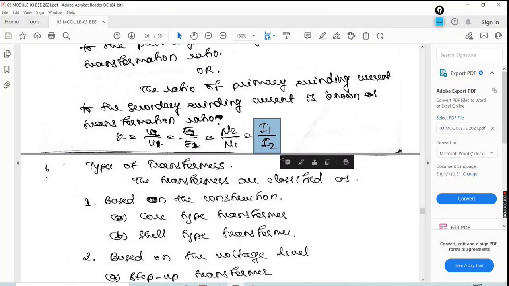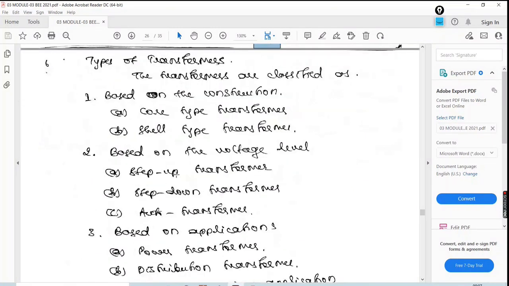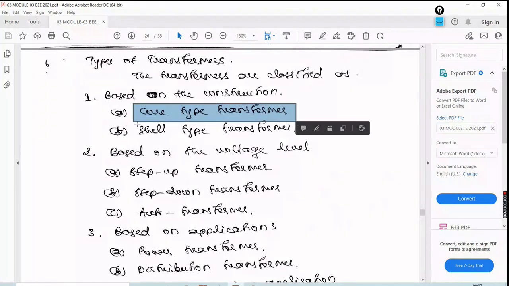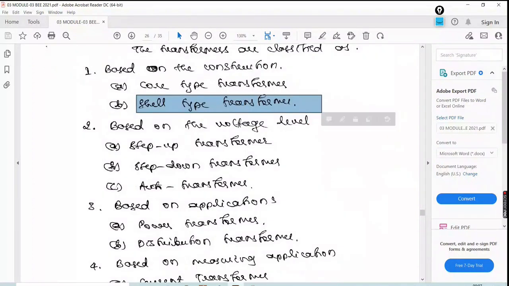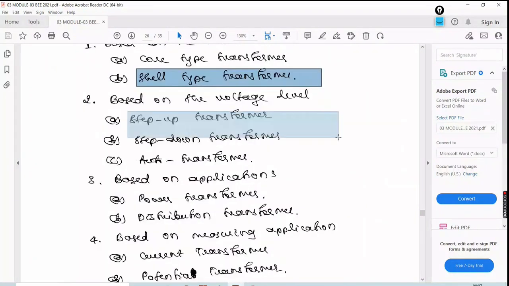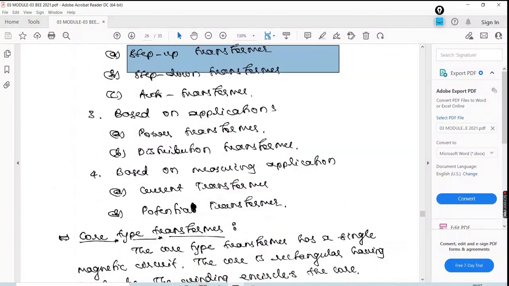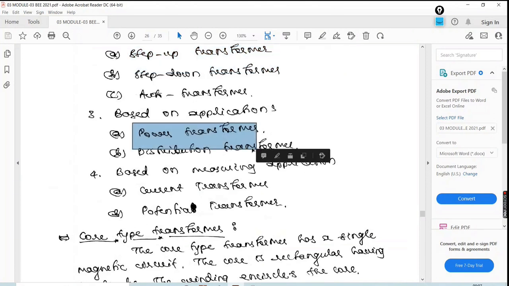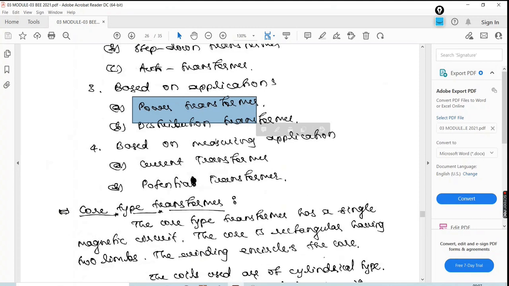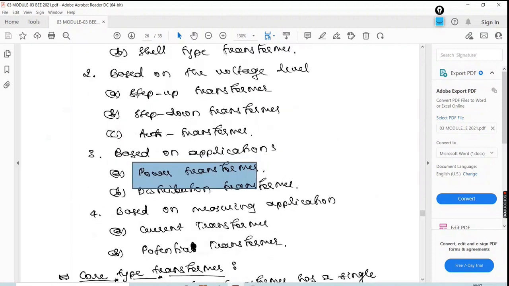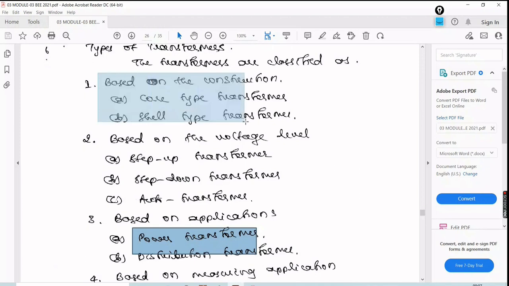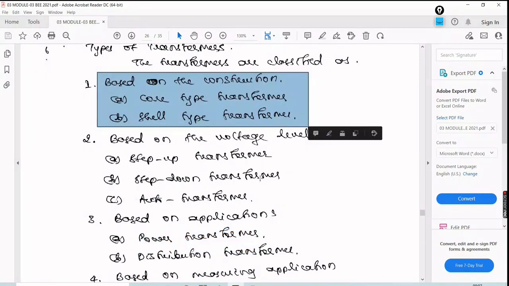Don't forget it at all. Then types of transformer. Based on construction, there will be a core type and a shell type. Based on the voltage level, step up, step down, then auto transformer, then 1:1 transformer. Based on the application, power transformer and distribution transformer. Based on the measuring application, current transformer and potential transformer. Among these, concentrate on shell type and core type as per your syllabus.